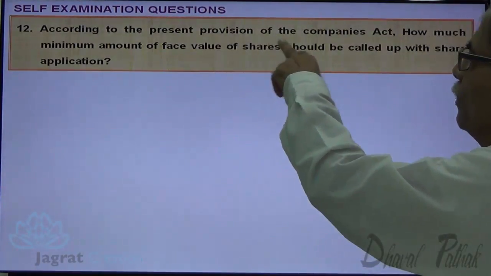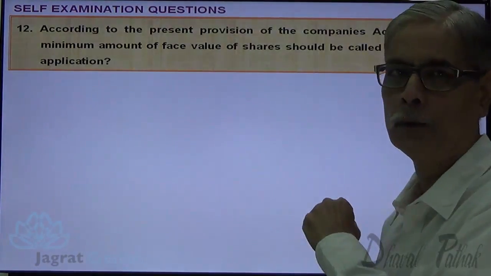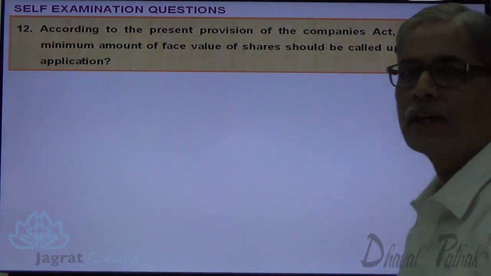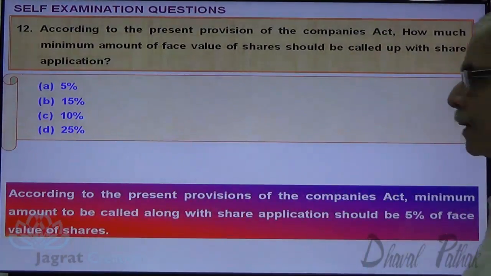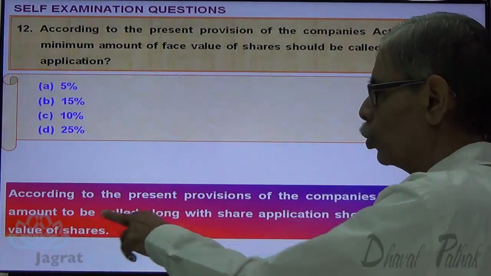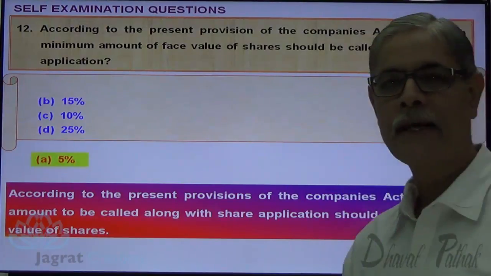According to the present provisions of the Companies Act, how much minimum amount of face value of shares should be called up with share application? These are the options. Read this statement. According to the present provisions of the Companies Act, minimum amount to be called along with share application should be 5% of face value. So option A is the correct answer.